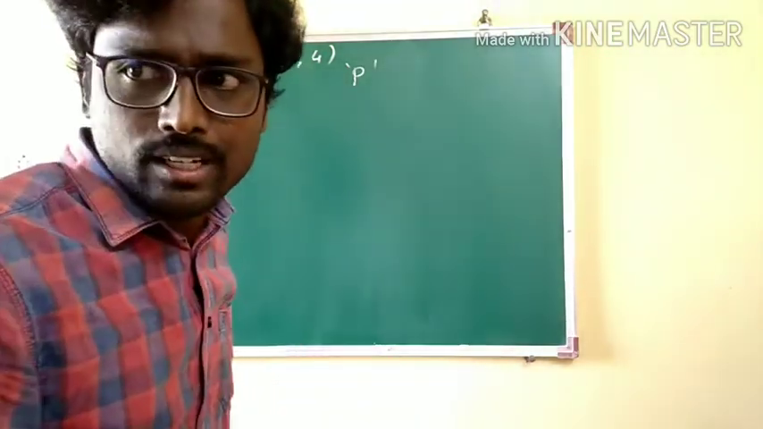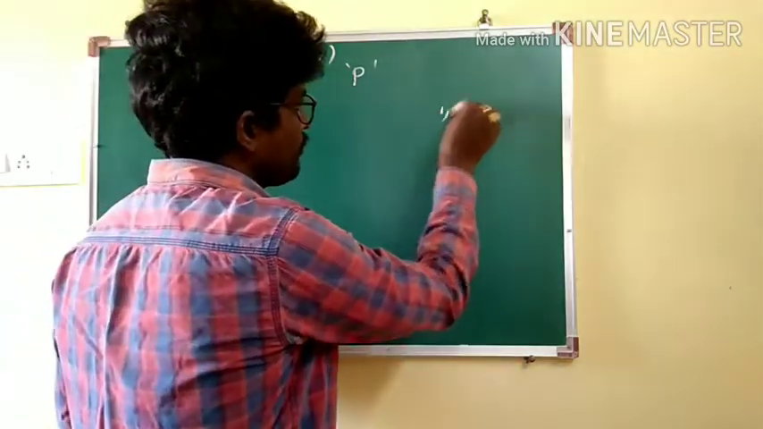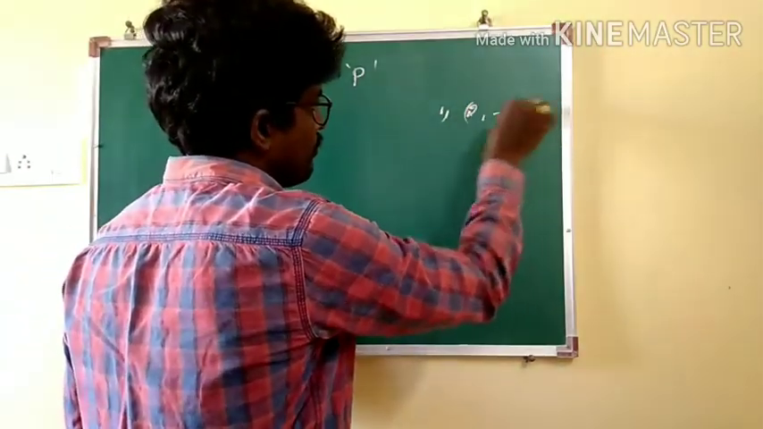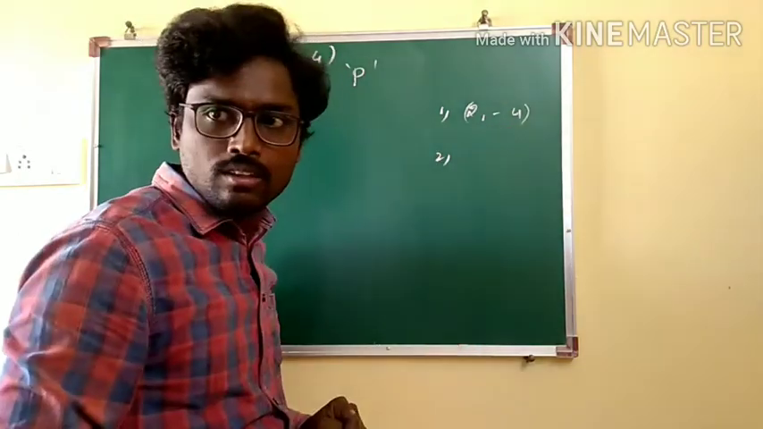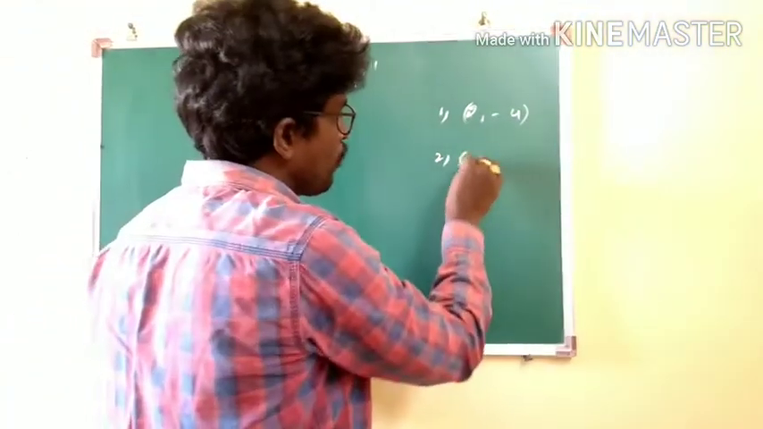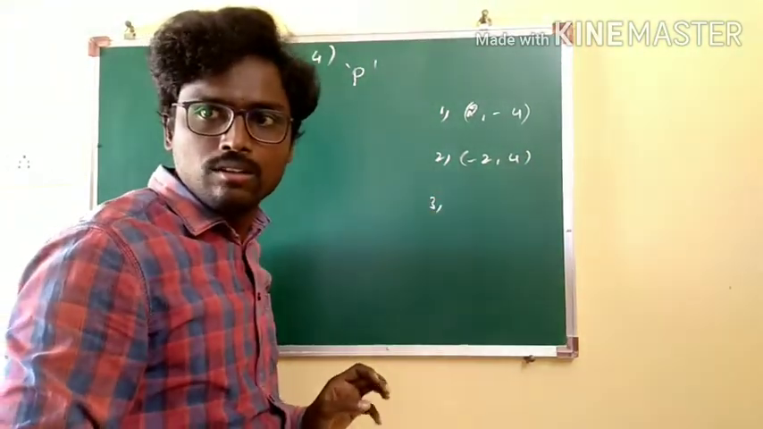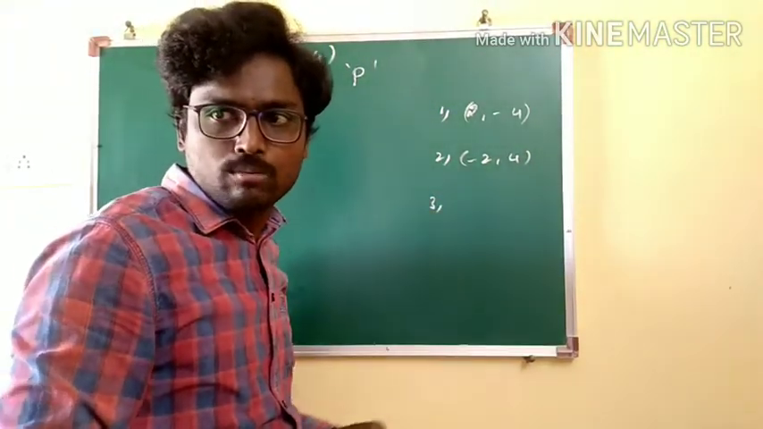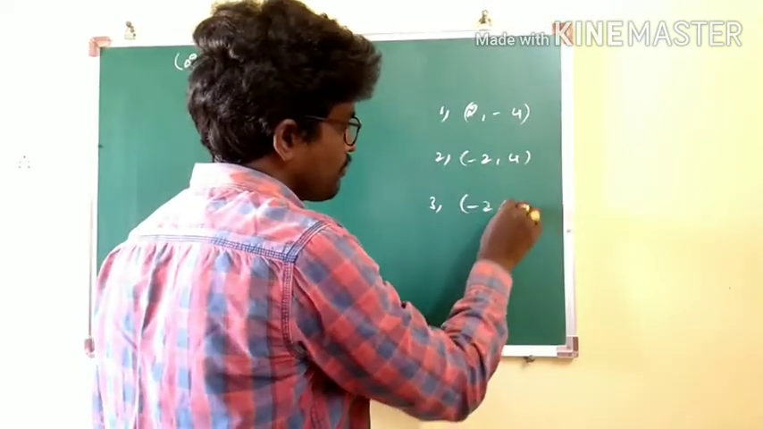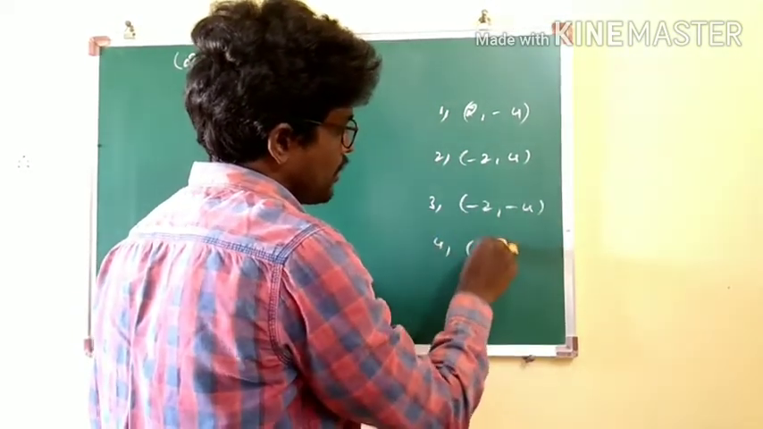Let's write the options here: (2, minus 4), (minus 2, 4), (minus 2, minus 4), and (2, 4).